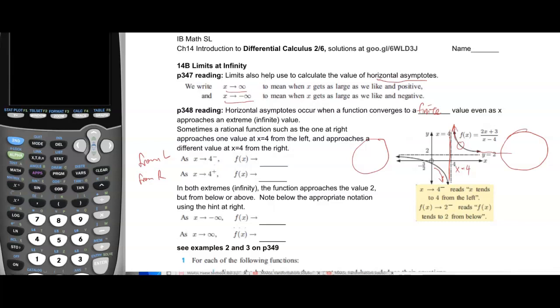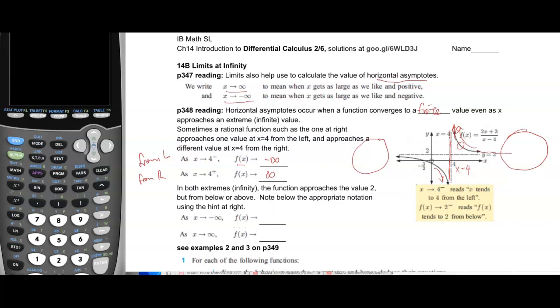Okay, all right. So what happens when we approach x equals 4 from the left? Remember, we said it goes down very far, so it goes to y equals negative infinity, or in this case, f of x approaches negative infinity, right? As we approach x equals 4 from the right side, we're going to go up. We're going to go to positive infinity. So you could just write infinity, or you could write positive infinity. In both extremes, the function approaches the value 2, but from below or above.